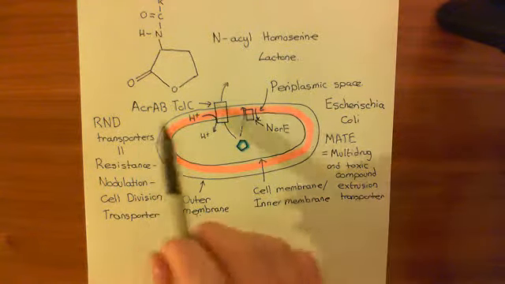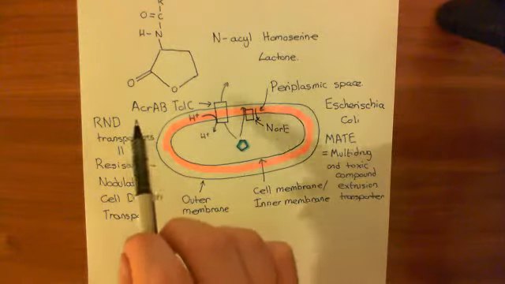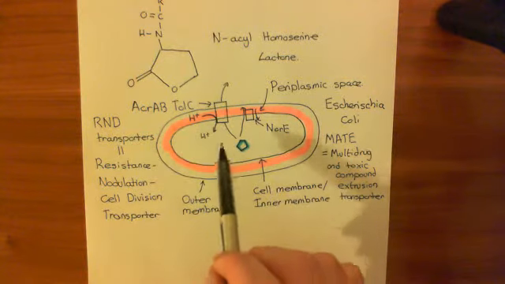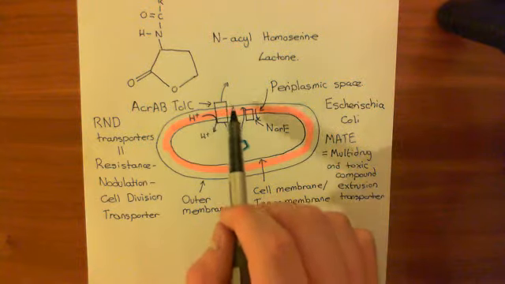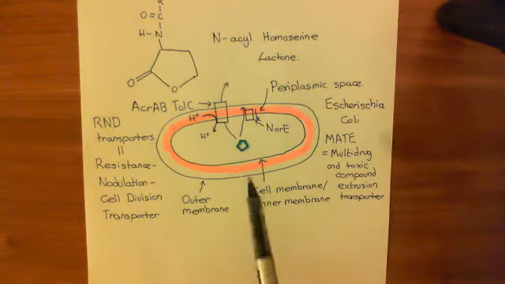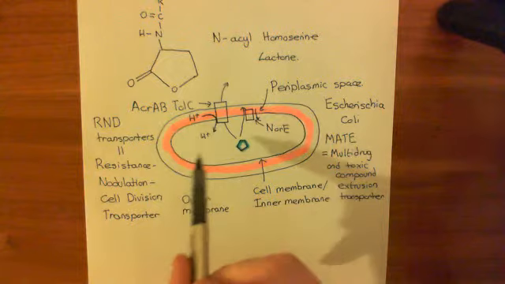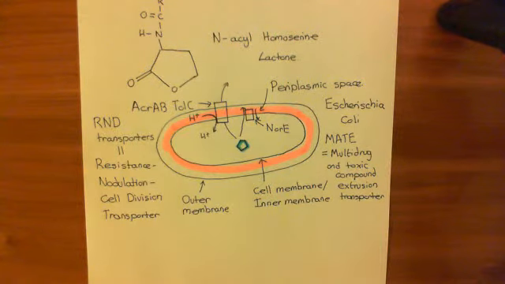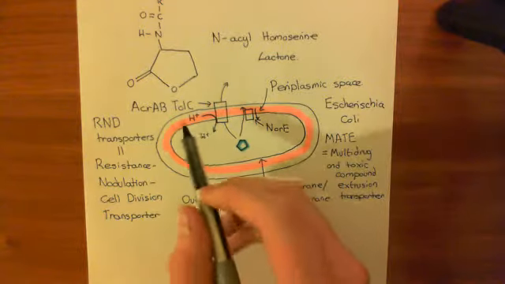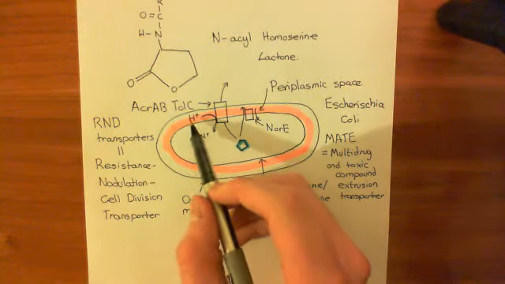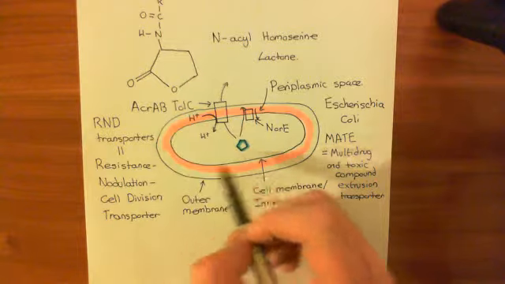Okay, so we've seen the two examples of these massive transporters, AcrAB-TolC, which spans both the inner membrane and the outer membrane of Escherichia coli, and will transport N-acyl homoserine lactones out of the cytoplasm and into the extracellular space. And it's an example of an RND transporter, or a resistance nodulation cell division transporter, which means that it uses secondary active transport to move the N-acyl homoserine lactone out. So it takes advantage of the proton gradient across the inner membrane of the E. coli cell.